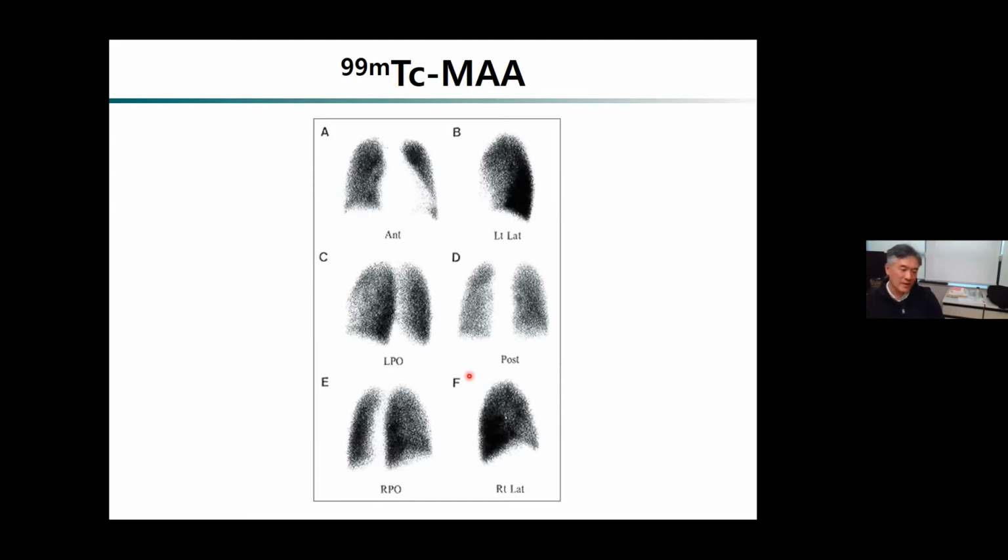So if a blood vessel was blocked and there is decreased uptake of technetium MAA, that means that lung cannot act with its own function. That's why technetium MAA can be used as a lung scan agent.